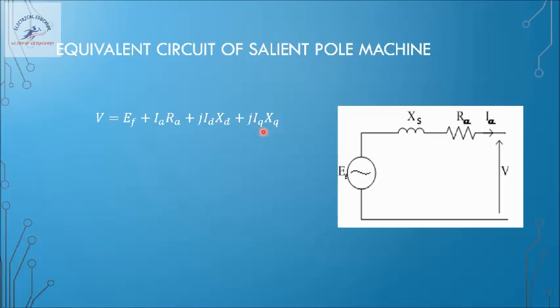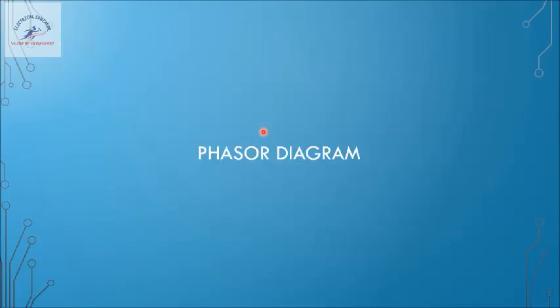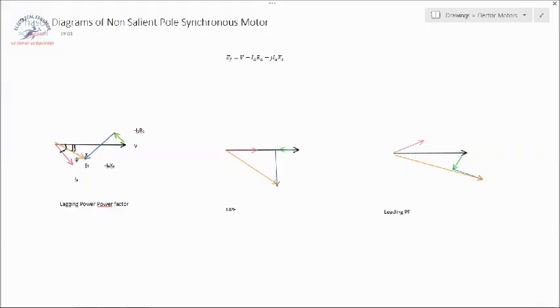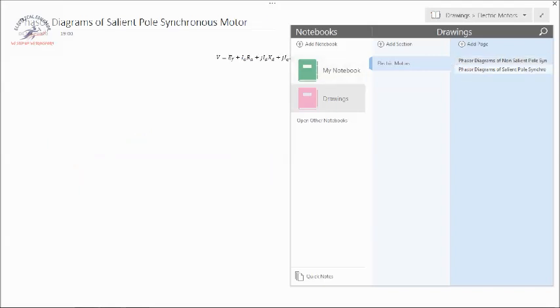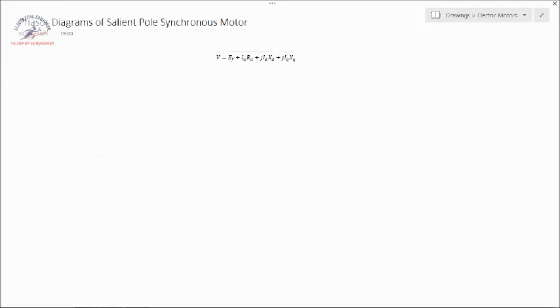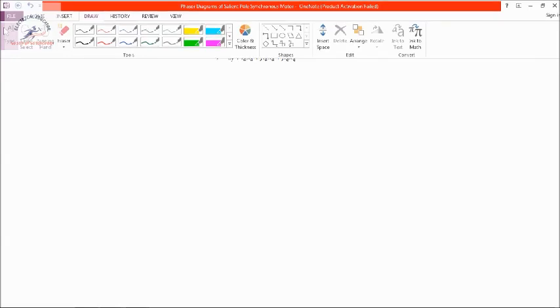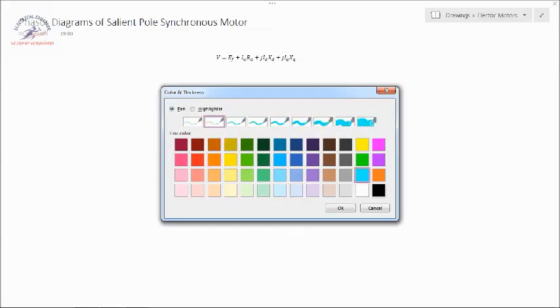So let us have a look at the phasor diagram. I'll be drawing this. So I have a reference equation here. As the first step, we will draw a reference vector. This reference vector I am considering as EF. So I'll draw it here. So this vector is now EF.